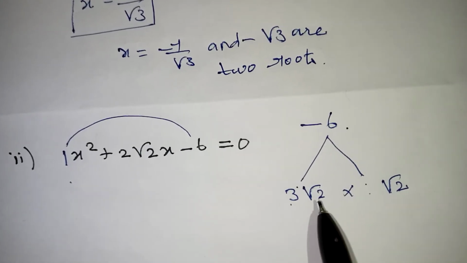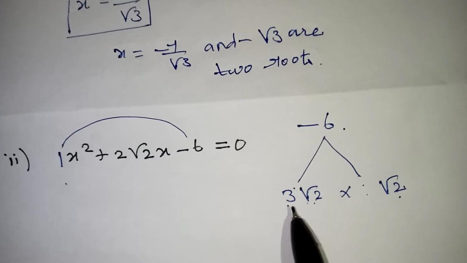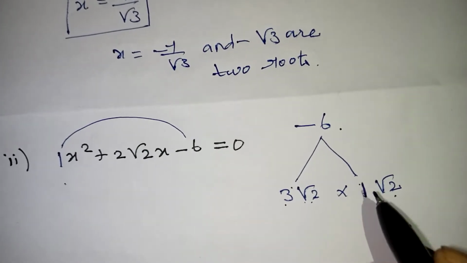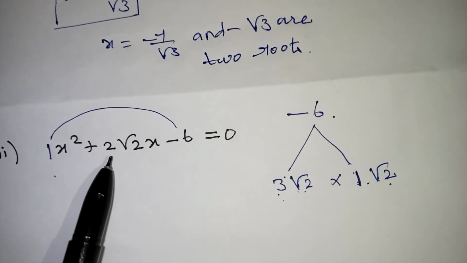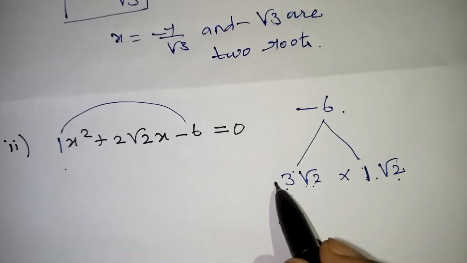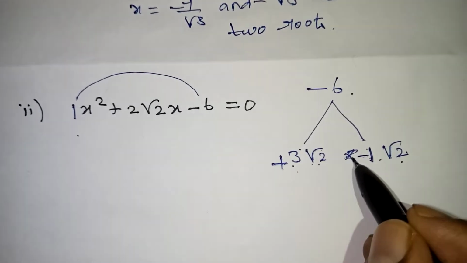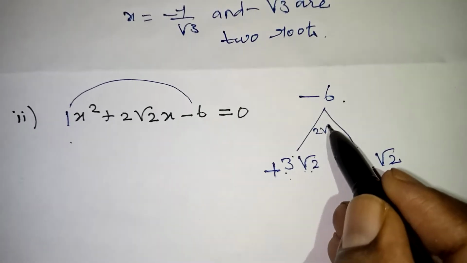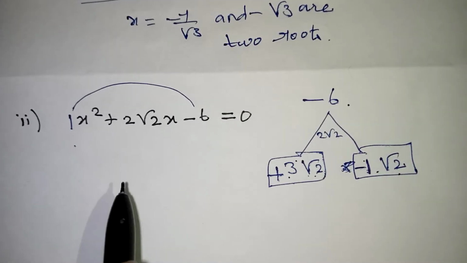3 root 2 into root 2, root 2 and root 2 will multiply to 2. So 2 3s are 6. So with 3 root 2 and 1 root 2, while subtracting also 2 root 2 will come correctly. So we need plus 2 root 2. So let us take the big number as plus and the small number as minus. While subtracting, definitely plus 2 root 2 will come. So these are the factors that we are going to replace in the middle term.